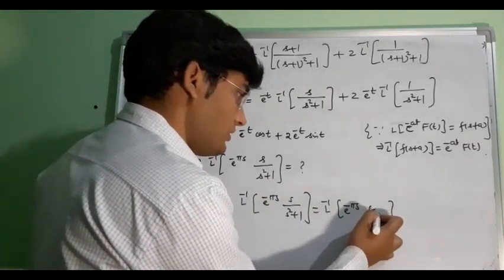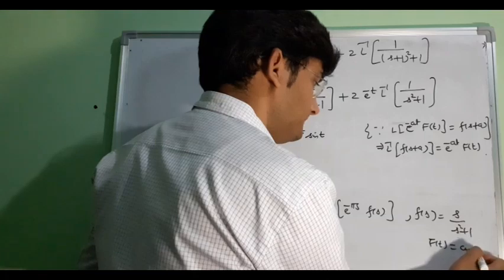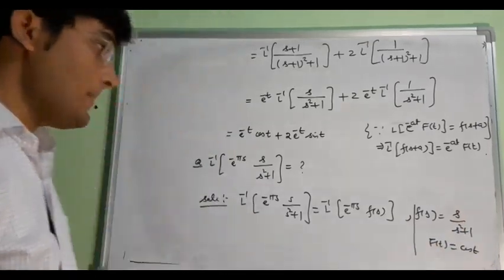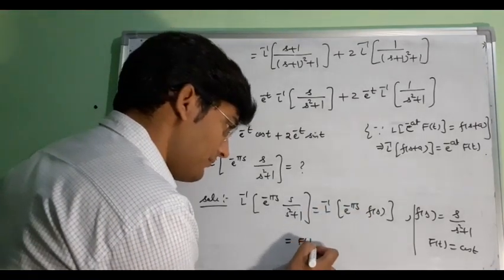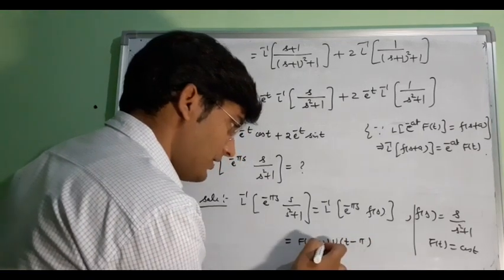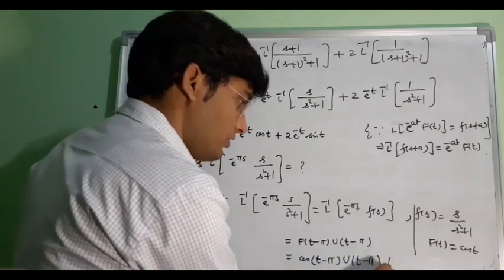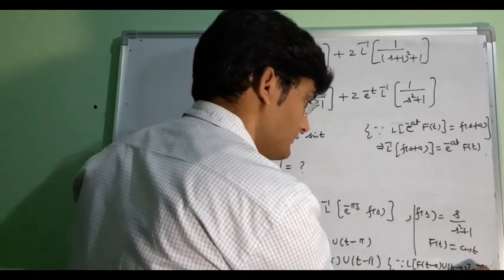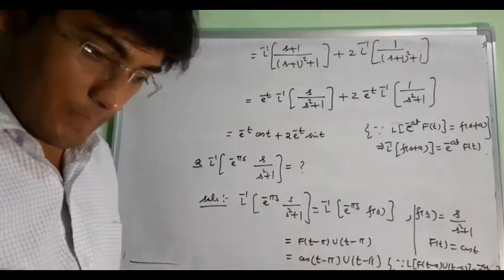We can write it as F(s), where my F(s) is s upon s² + 1, whose inverse Laplace is cos t. So the inverse of this F(s) will be f(t), and here the inverse of s upon s² + 1 is cos t. Now we have the second shifting formula, which says that the value of this one is f(t minus a) u(t minus a). Now in place of a we have pi, so this will be f(t minus pi) u(t minus pi), and f(t) is cos t. So this will be cos(t minus pi) u(t minus pi), because the Laplace of f(t minus a) u(t minus a) was e to the power minus as F(s). So due to this second shifting formula, our answer is cos(t minus pi) times u(t minus pi).